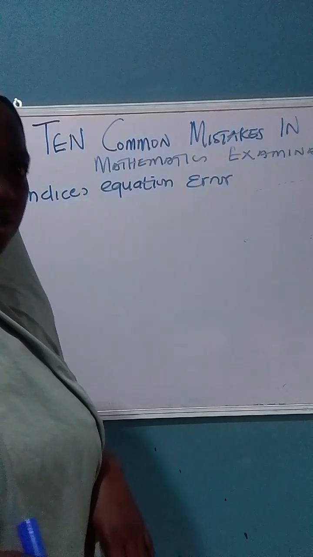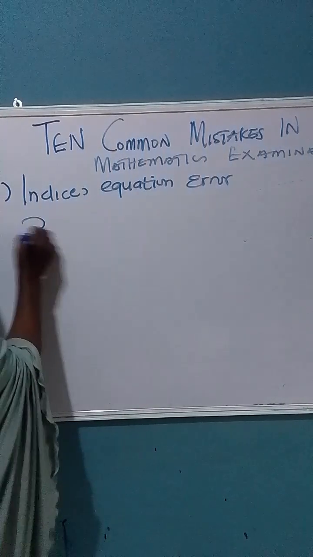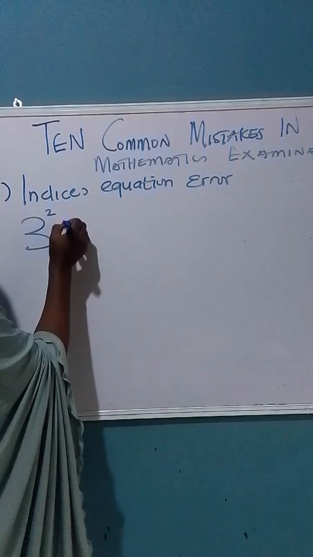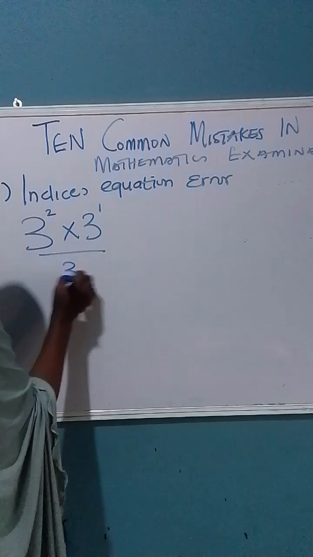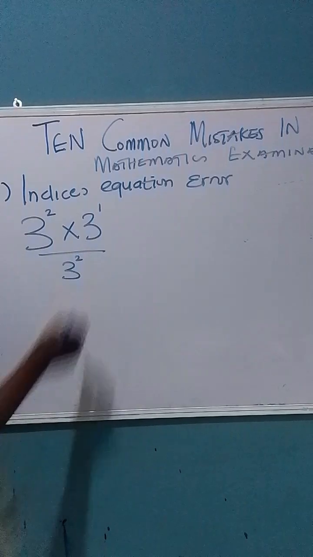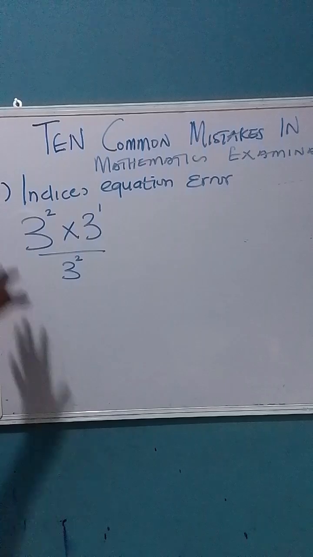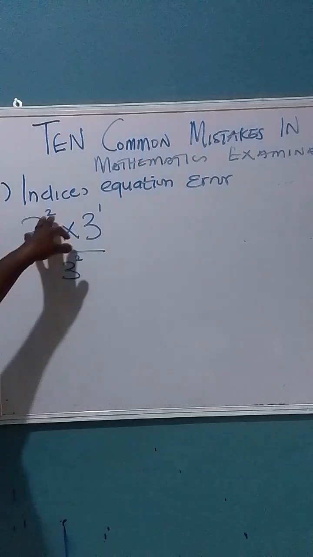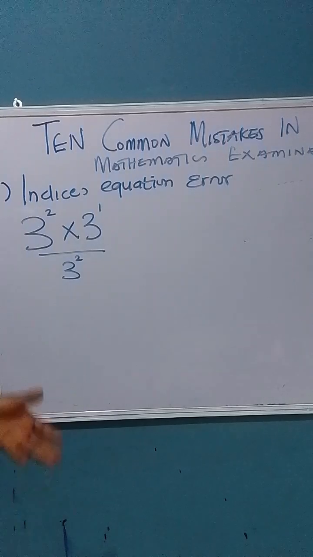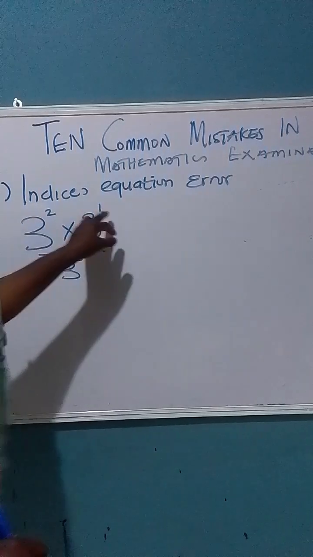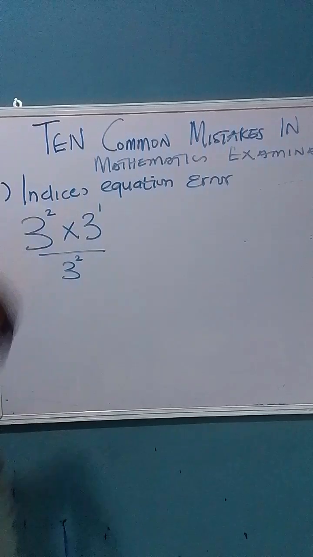any question that involves the law of indices, for instance, 3 raised to power 2 multiplied by 3 raised to power 1 divided by 3 raised to power 2. Some students, instead of observing the law of indices, anytime you have the same base but different powers, what are you going to do? According to the law of indices, you add the power if it is multiplication, but if it is division, you subtract the power.